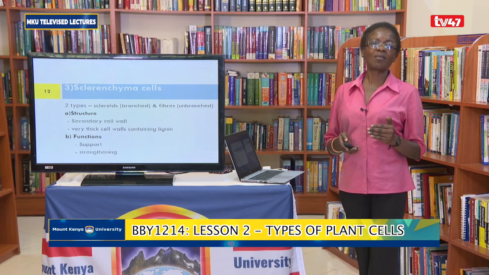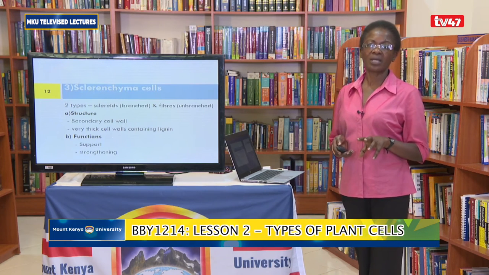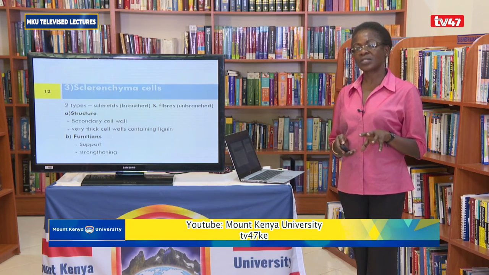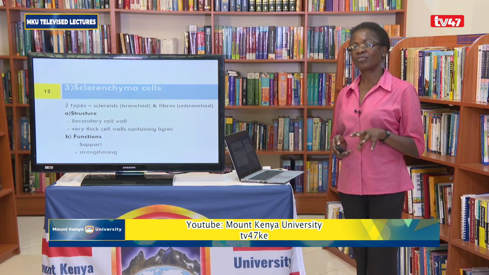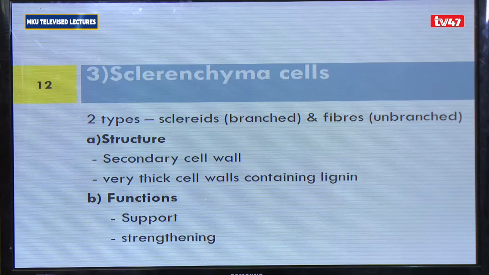Now, scleres are normally associated with fruits. Where we tend to find the fruits that contain scleres in them are referred to as stone fruits. And those are the fruits you're likely to find that as you eat, they come across a hard structure within the fruit, where the hard structure basically are the scleres within the fruit.